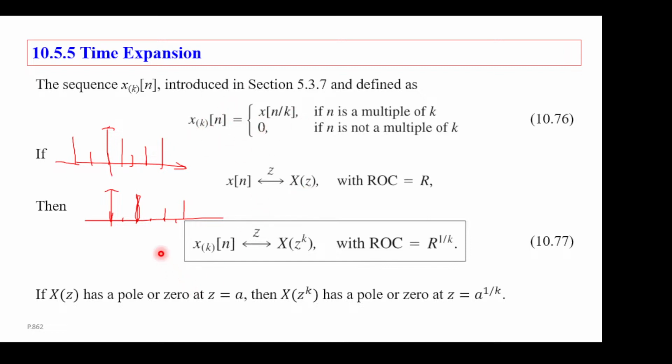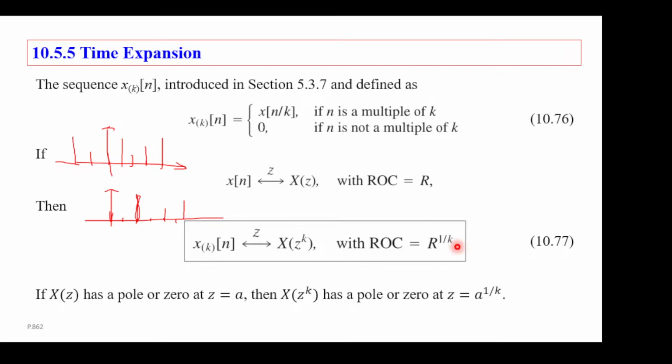So anyway, we can do this x sub k of n scaling to the function in time. And then we can think about what its z transform is, and it has this nice formula. Once again, we skip the derivation. So for x sub k of n, its z transform is big X of z to the k. And the ROC is a bit funny. ROC is r to the k minus 1.